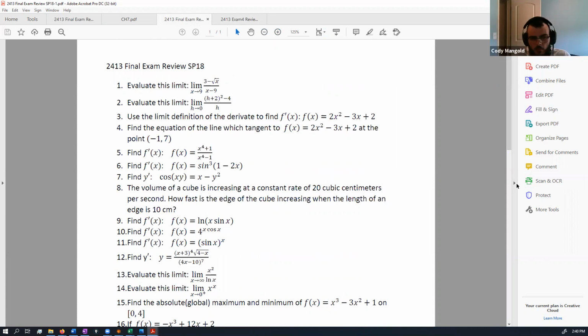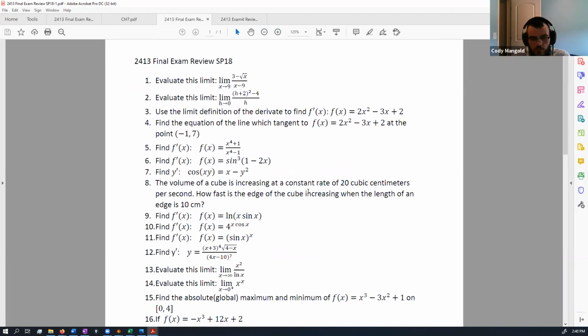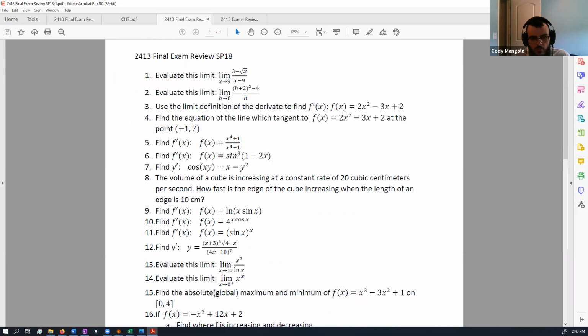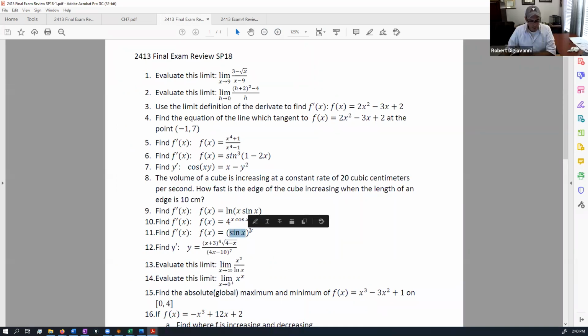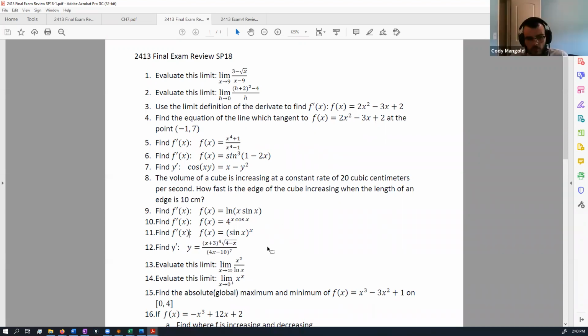For number 11 there, would we just ln both sides to pull the x out in front and have x ln sine of x? Yes, for this one, because x appears both in the base and the exponent, and we're looking for the derivative, you would do logarithmic differentiation. That's correct. 12, we do the same thing, right?